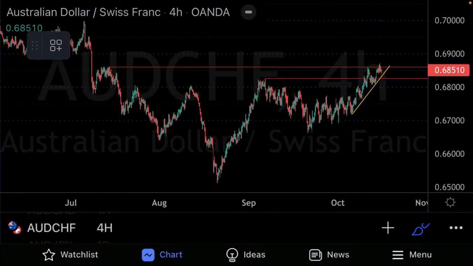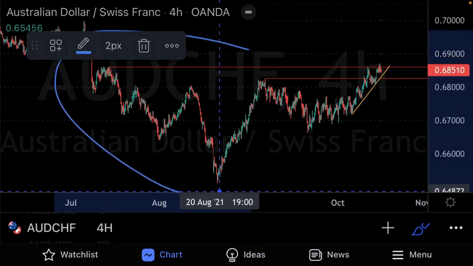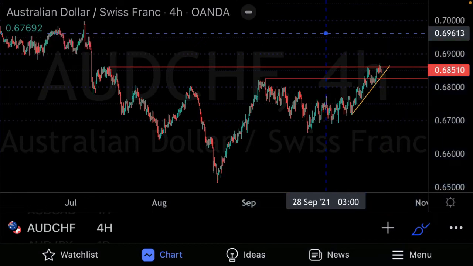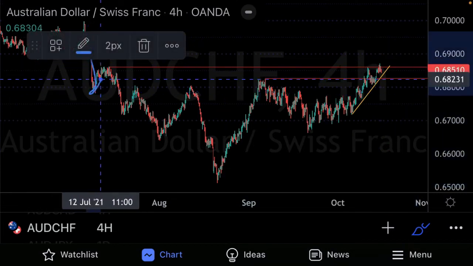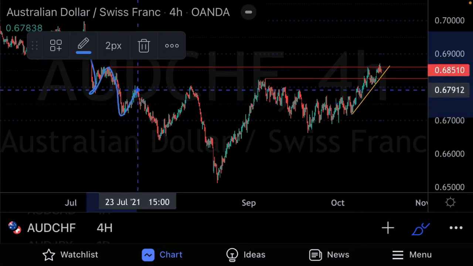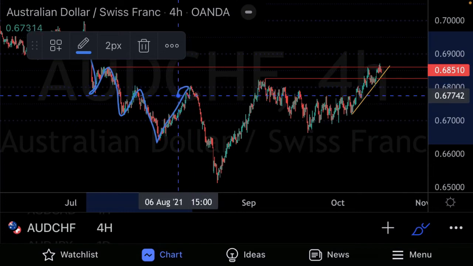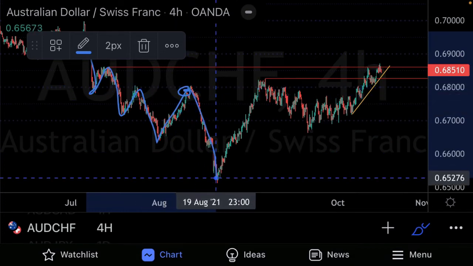Jumping straight into Aussie Swiss franc on a 4-hour, guys, what we can see about structure here is we'll look at all of this price action here, and then we'll look at this price action here. So on our left hand side is obviously prices coming in from the top, establishing support, establishing resistance, entering some sort of a descending structure, popping to the top, giving us equal highs over here, giving us a new lower structure.